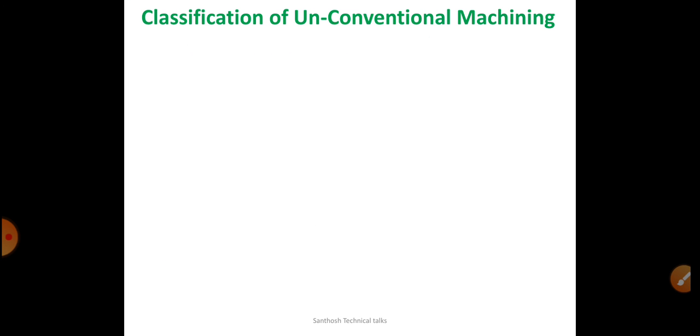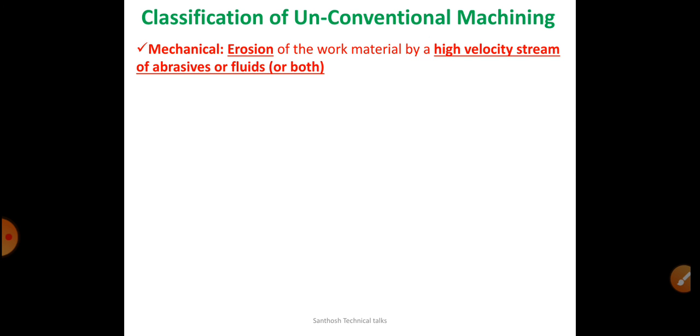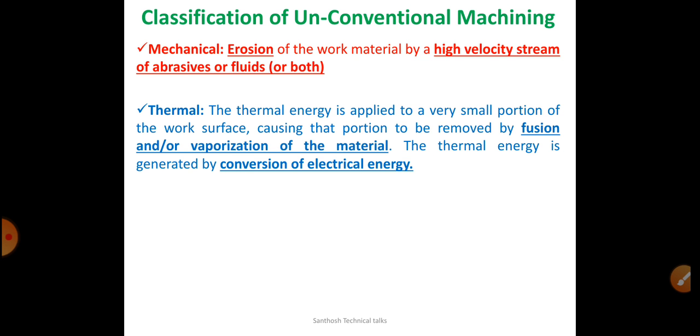We have a very good classification of unconventional machining processes. This classification is based on what energy is being used. Here the first one is mechanical energy. Mechanical energy means erosion of the work material by means of a high velocity stream of abrasives or fluids, or sometimes we can use both. So erosion by means of a high velocity stream of abrasive or fluid can be used for machining metals.